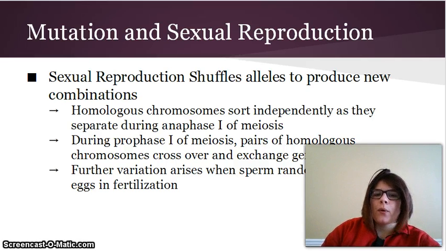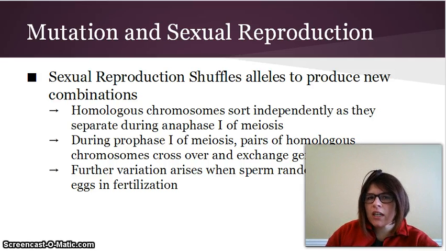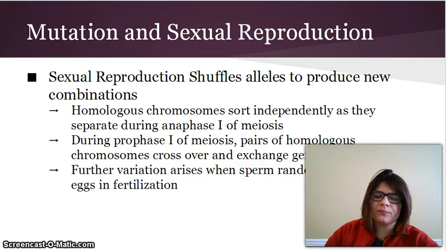So during prophase 1 of meiosis, pairs of homologous chromosomes cross over and they exchange those genes. Remember that crossing over, we're going to have one piece of a chromosome attached to another piece of another, and that's going to give us more genetic variability. So this is where we really see the change in our populations from this sexual reproduction and meiosis.